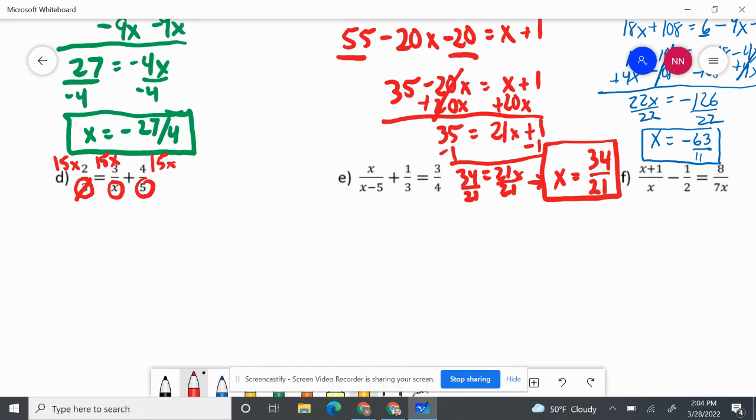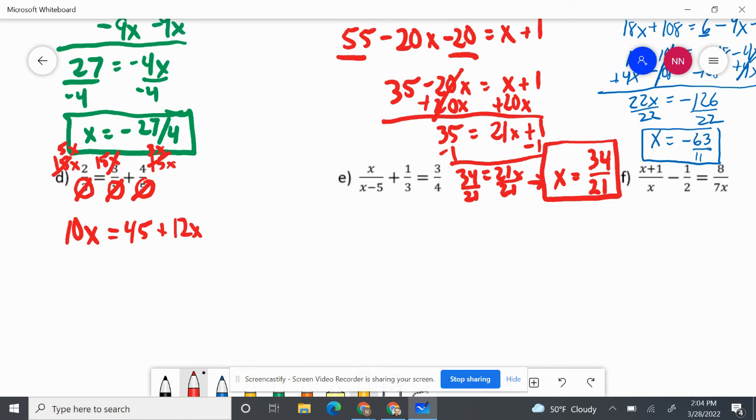And so when the 3's cancel, what we get is 5x. 5x times 2 is 10x. When the x's cancel, 15 times 3 gives us 45. And when the 5's cancel, 4 times 3x is 12x.